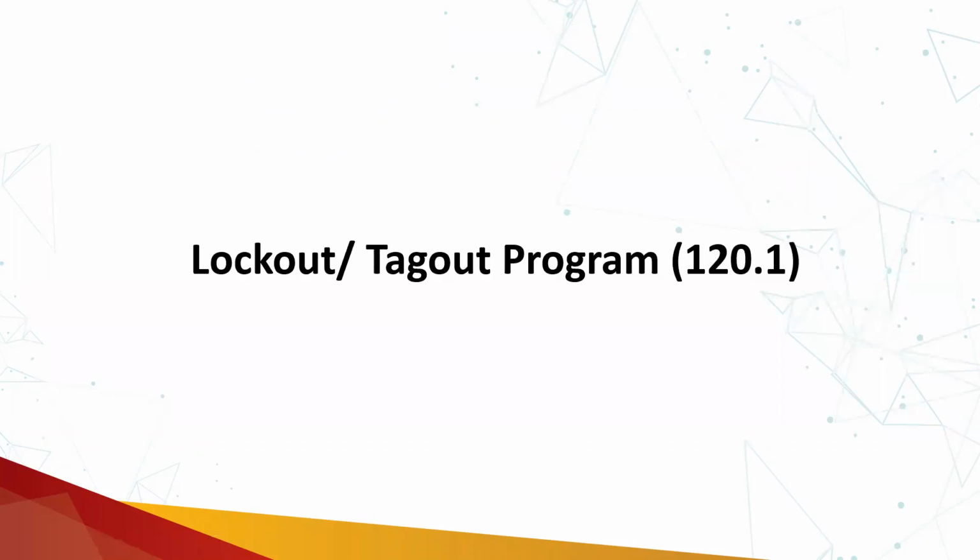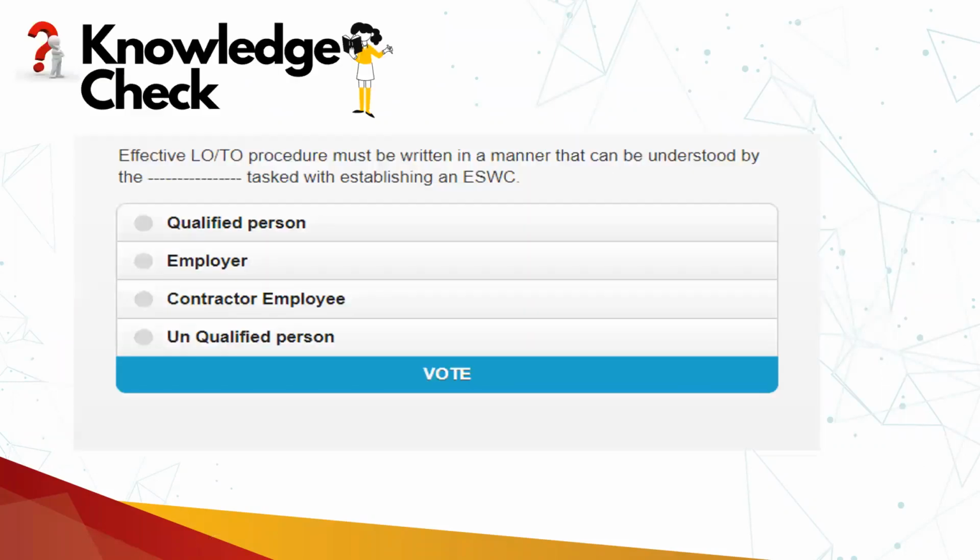So 120.1, the lockout and tagout program itself. Effective lockout and tagout procedures must be written in a manner that can be understood by dash tasked with establishing an electrically safe work condition.